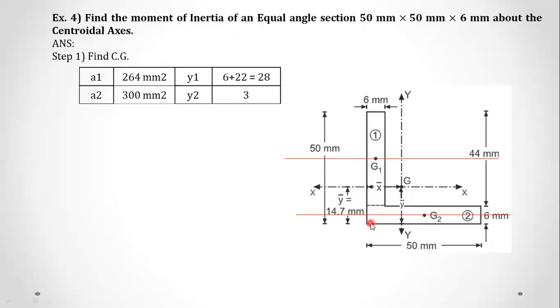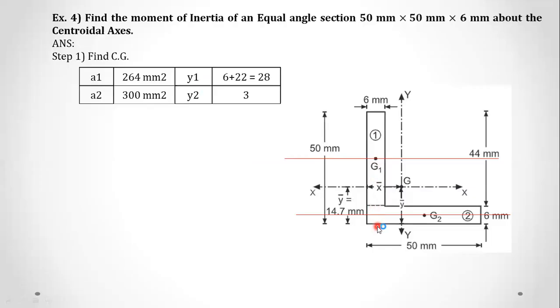The width of the horizontal leg is 50 mm and the thickness of the horizontal leg is 6 mm. So 50 into 6 will be 300 mm square. Now we have to find y1 and y2. y1 is the distance of G1 from the base. So this distance will be y1.